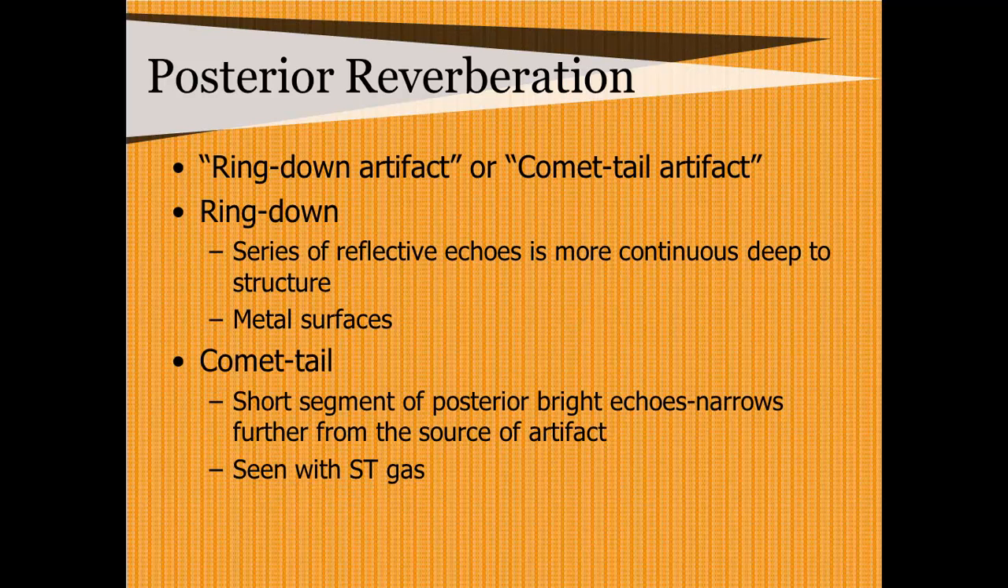Posterior reverberation can be in the form of a ring-down artifact or a comet tail artifact. Ring-down is a series of reflective echoes, and it's more continuous, deep to the structure, and this happens with metal surfaces. That's the difference from comet tail, which is a short segment of posterior bright echoes, and it narrows as it goes further from the source of the artifact. This is seen with soft tissue gas. So ring down with metal surfaces, and you'll get that continuous deep to a structure. But comet tail narrows down, tapers, and that's seen more with things like soft tissue gases.